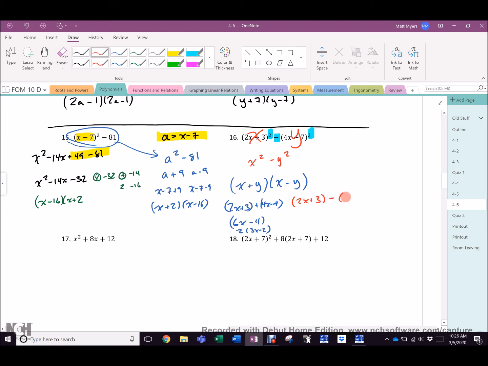Minus, what's y? What's 2x minus 4x? And what's 3 minus 7? Would you ever leave that in this class? So what do you need to do?